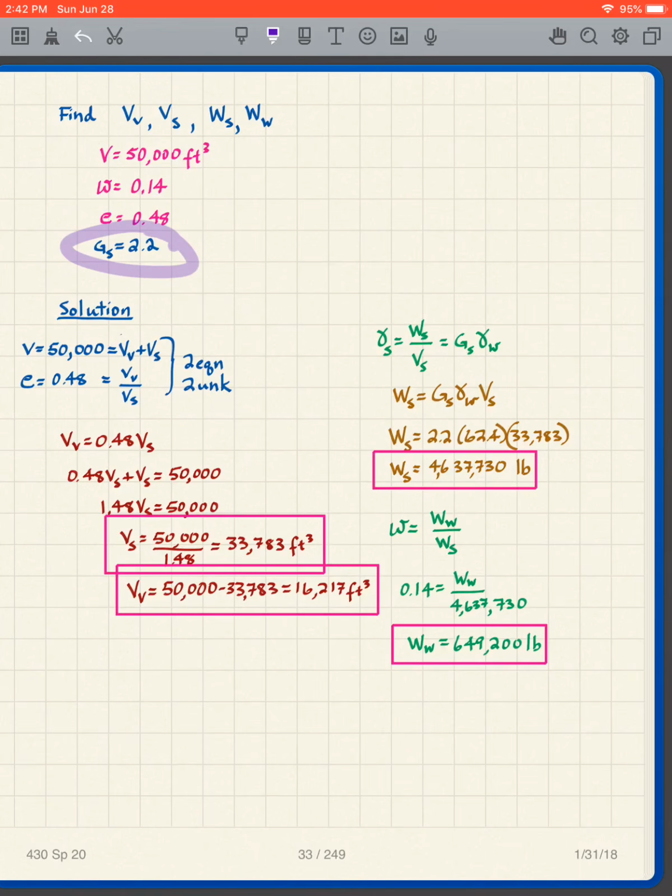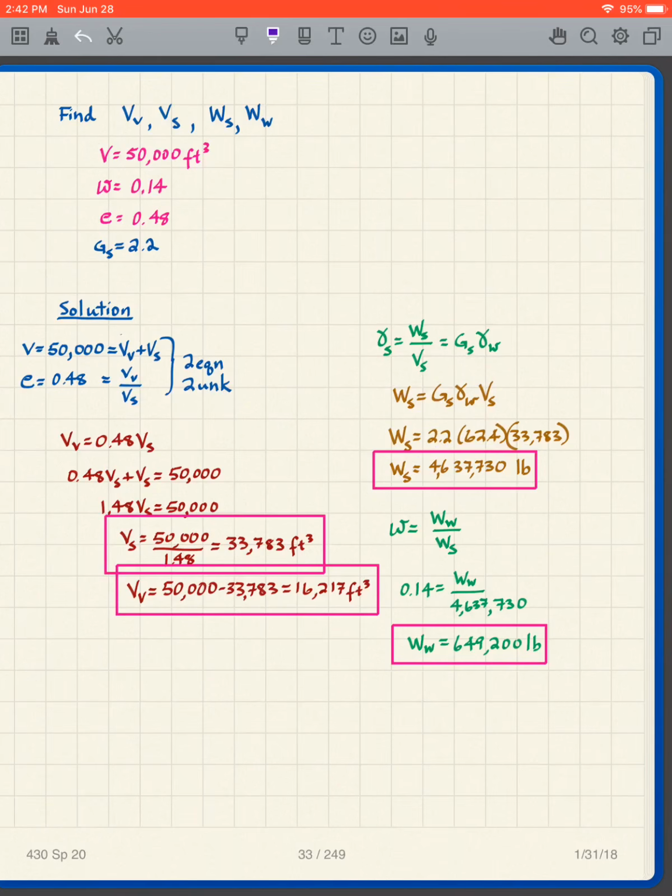So I can go from volume of the solids to weight of the solids because I know the density of the solids. Density of solids is weight of the solids over the volume of the solids, which is G sub S times gamma W. And so my weight of the solids is going to be G sub S gamma W times Vs. Very straightforward. Plug in that. I get the weight of the solids.